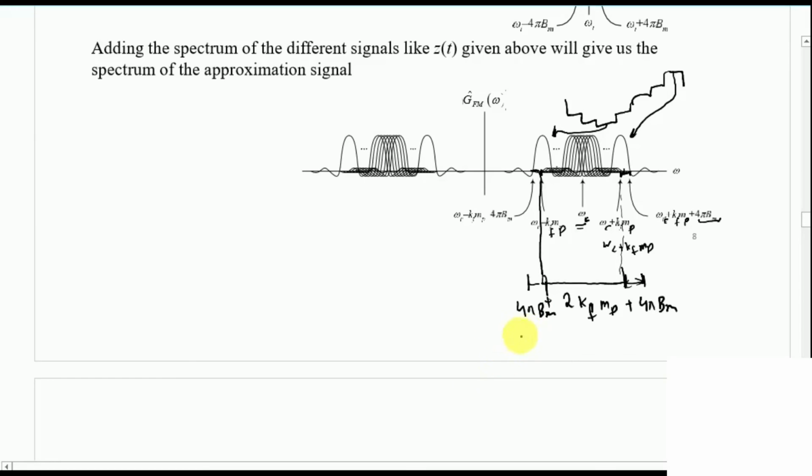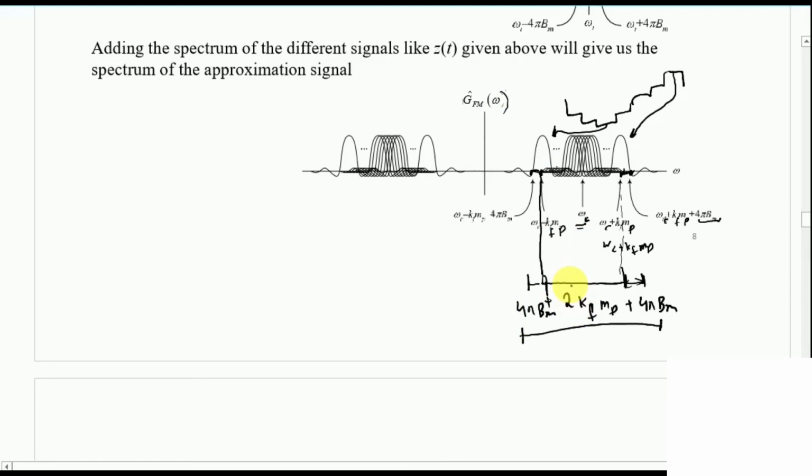So main lobe to main lobe of the least amplitude, or the negative, the minimum value of the message signal, the starting point of the main lobe, and the terminating point of the main lobe of the maximum value of message signal, right? So when they are reflected in terms of omega, this is our bandwidth.